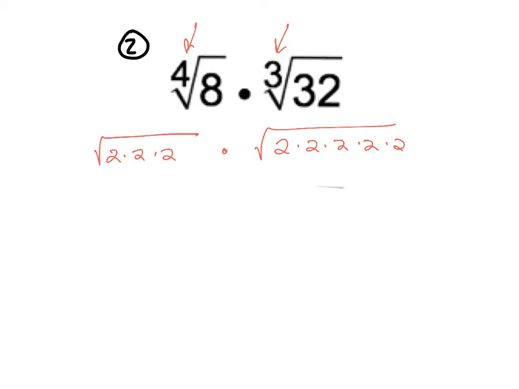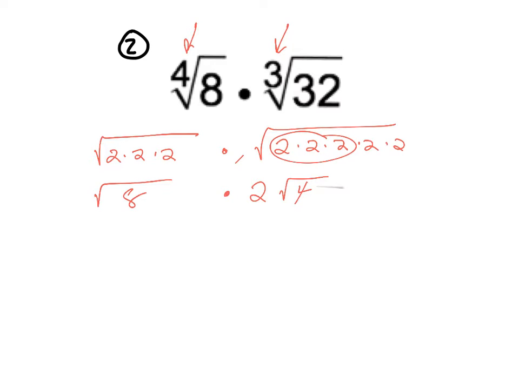8 does not have a 4th root because there's only 3 2's in the root. There are, however, one set of 3 2's, so I'm going to take out a 2. And I'm going to leave a 4 in the box. This is square root of 8.